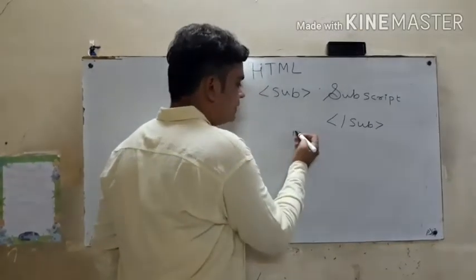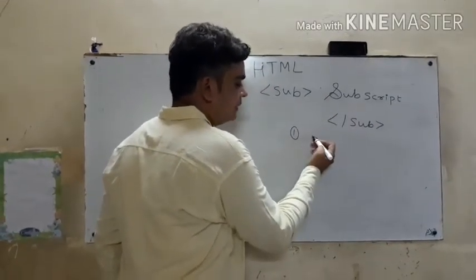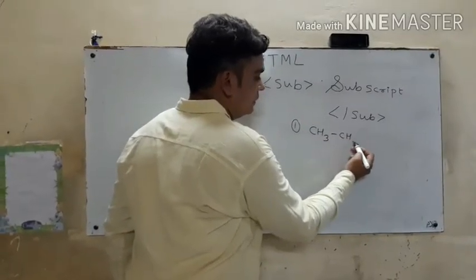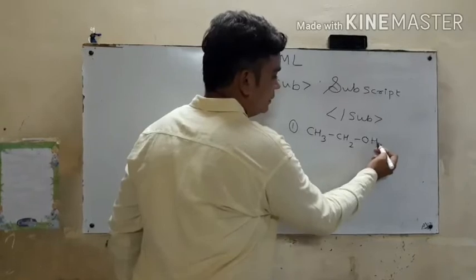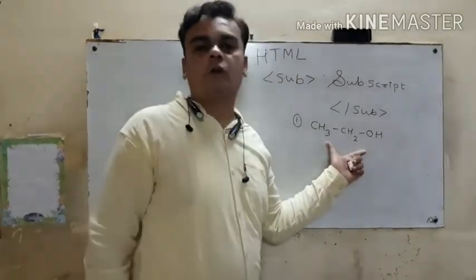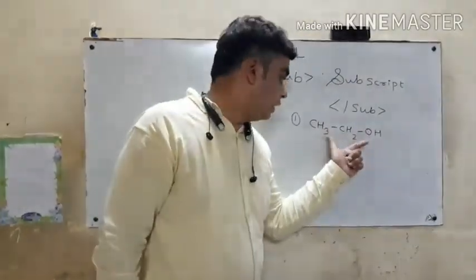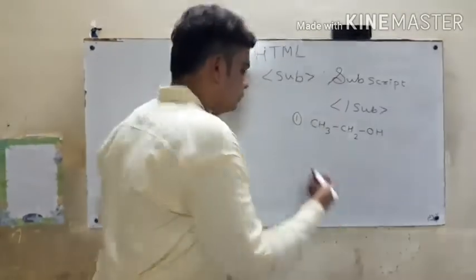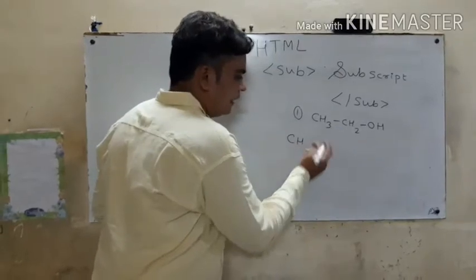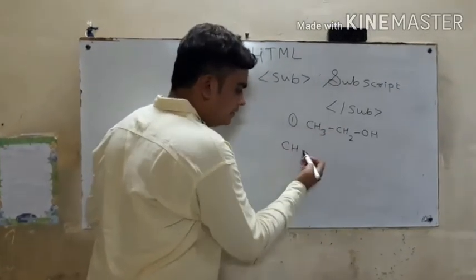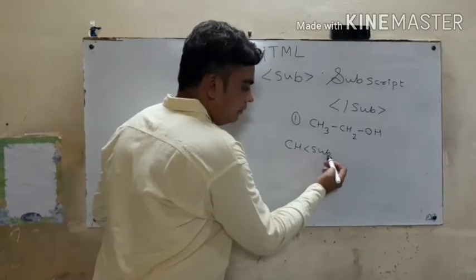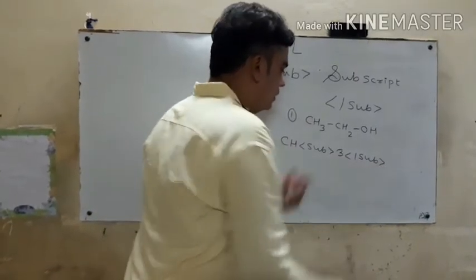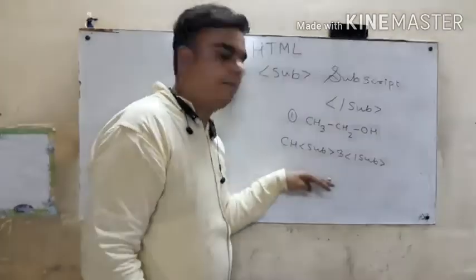Let me take our first example. Suppose I am going to display CH3CH2OH. So generally it is a formula for ethanol. So how am I going to represent it in my SUB form? Let me write. First of all I have to write CH, then this 3 displays at base level. So I should mention this 3 in SUB and /SUB. So it will automatically shift it to the base level.